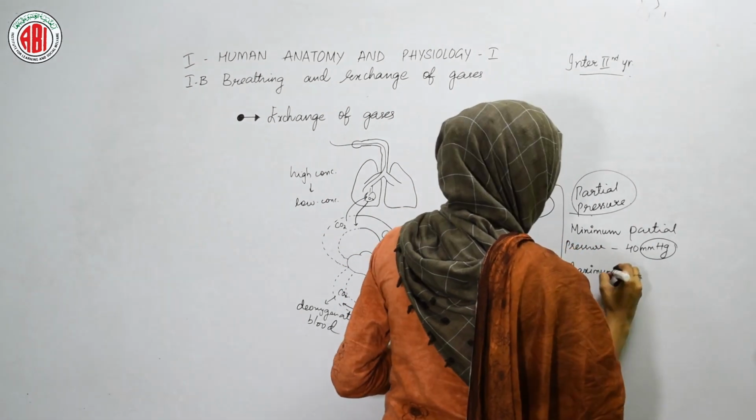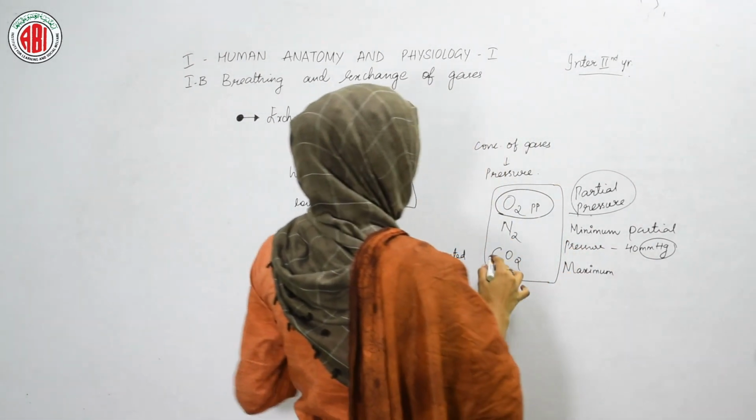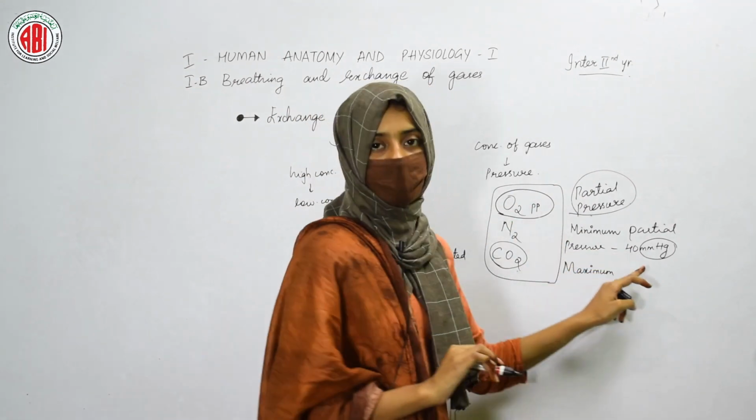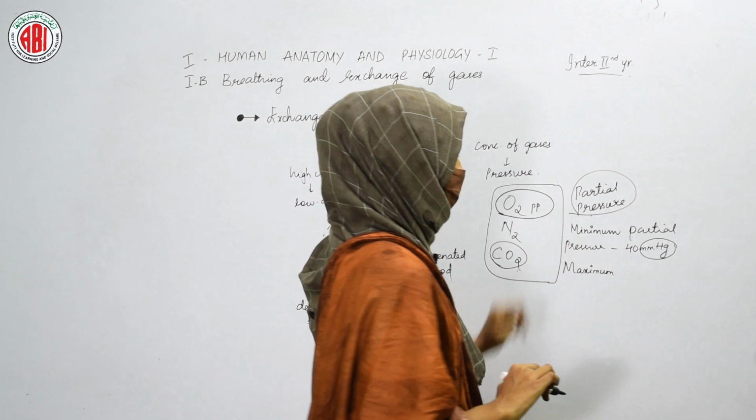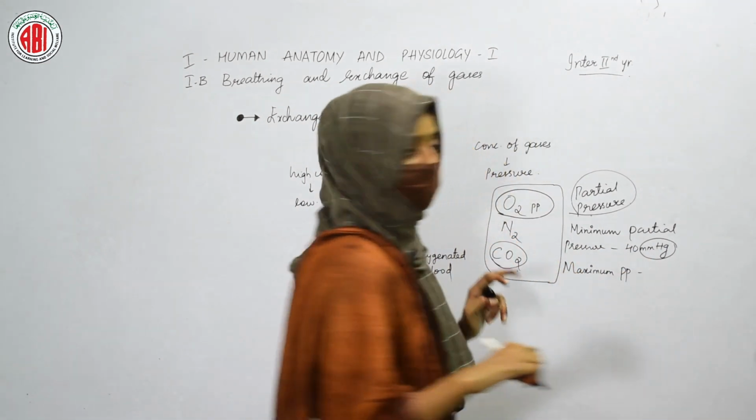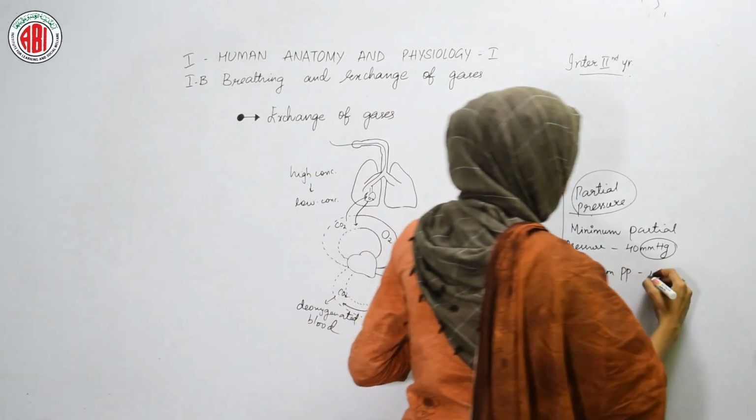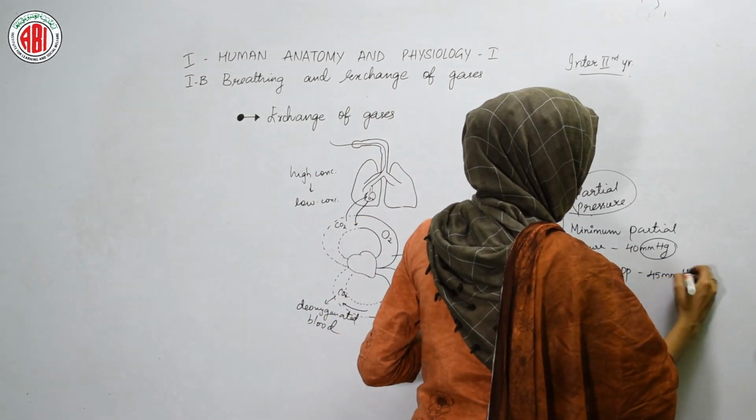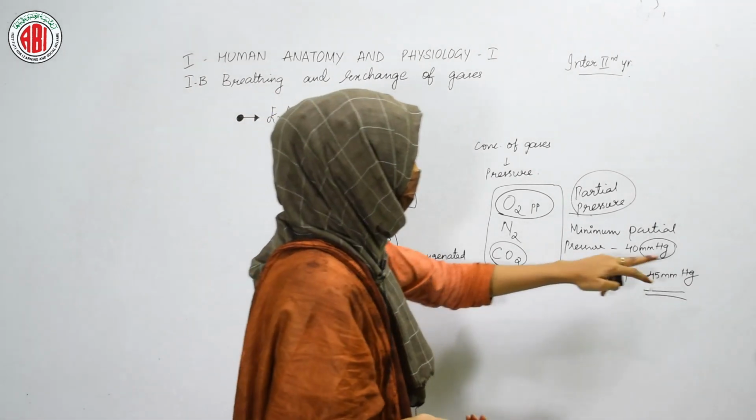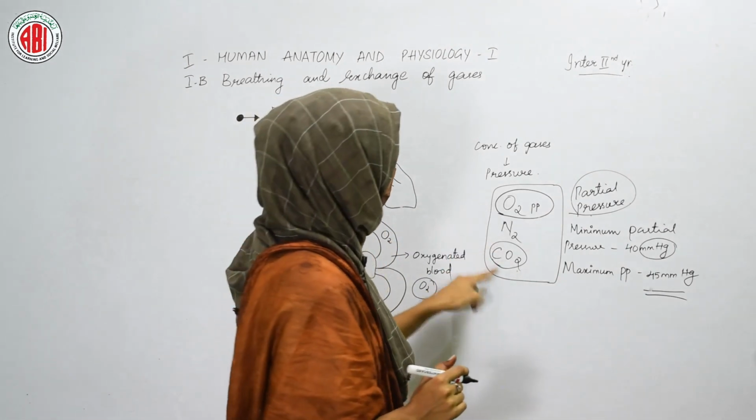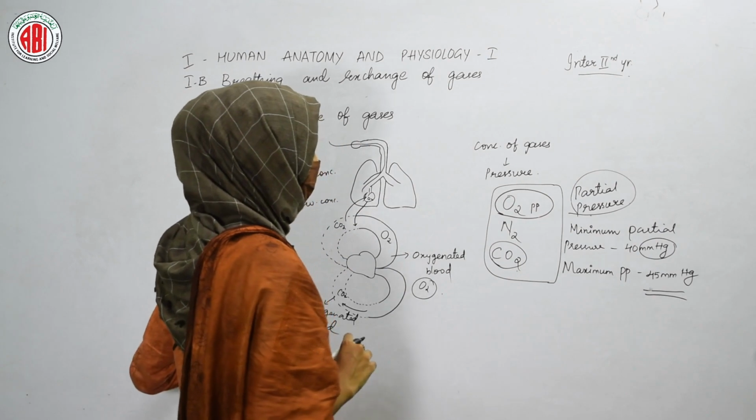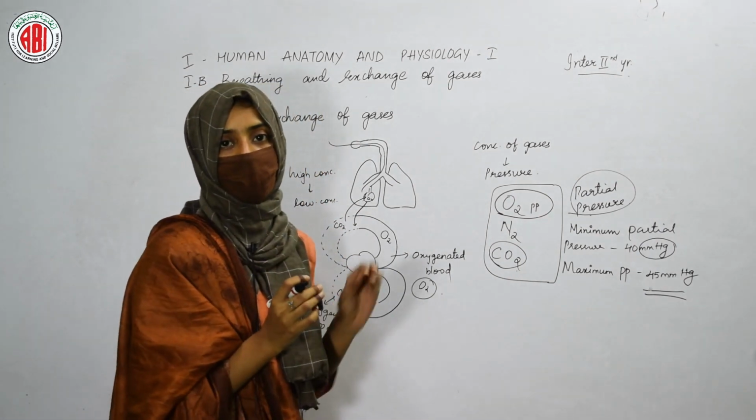The next one: if we talk about one gas, carbon dioxide, then the minimum partial pressure of carbon dioxide will be the same as that of oxygen, that is, 40 mmHg. But the maximum partial pressure of carbon dioxide will be 45 mmHg. It will not exceed the range of 45. So 45 mmHg is the maximum partial pressure of carbon dioxide. Now let us see the different concentrations of gases at the time of their exchange.